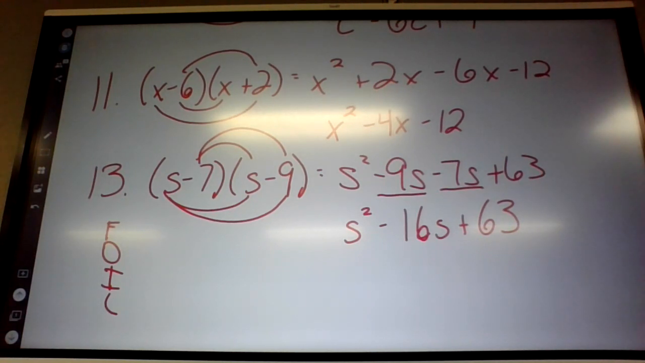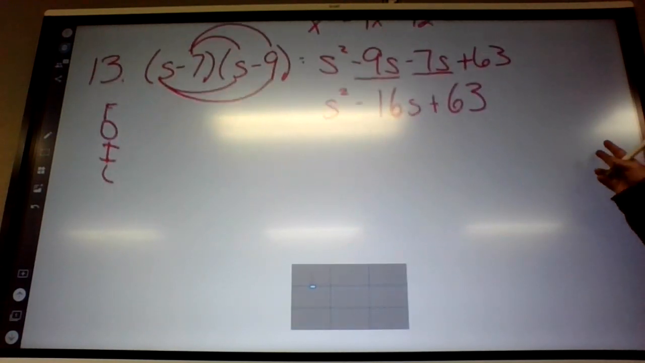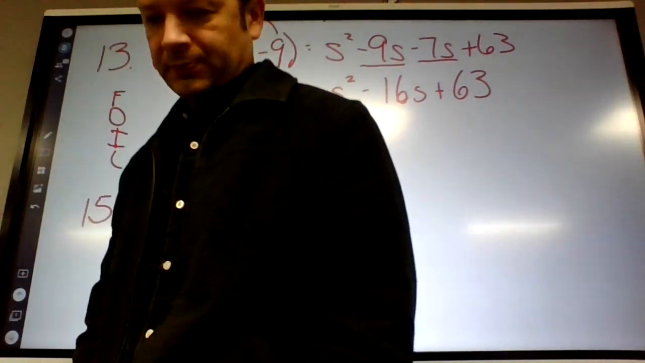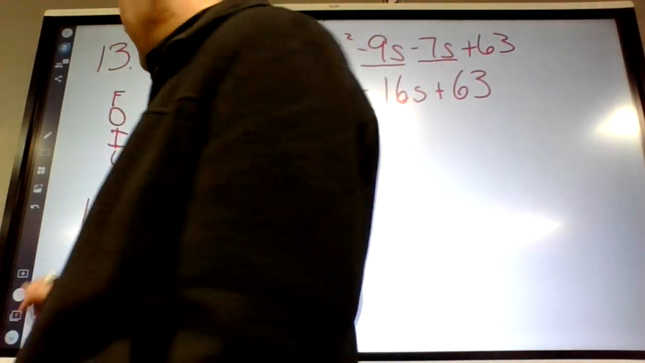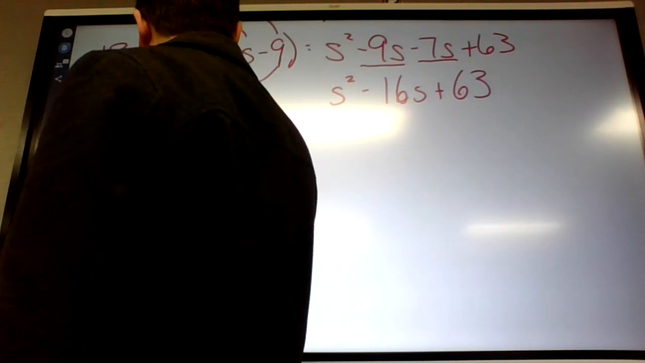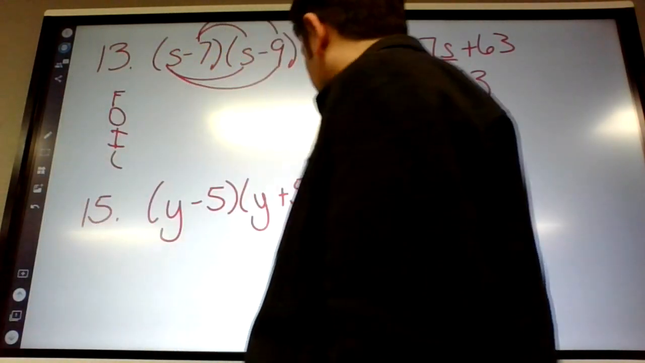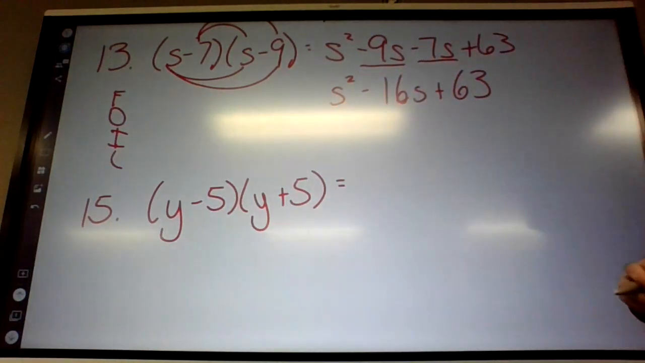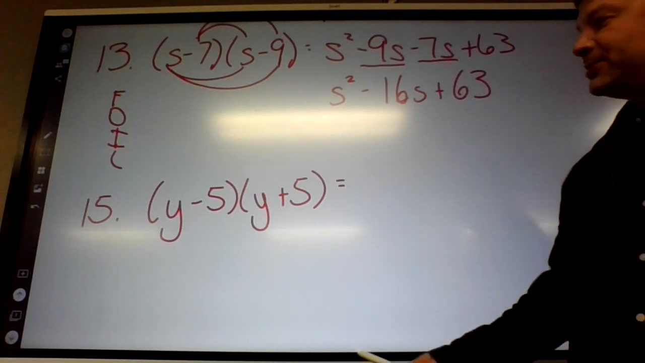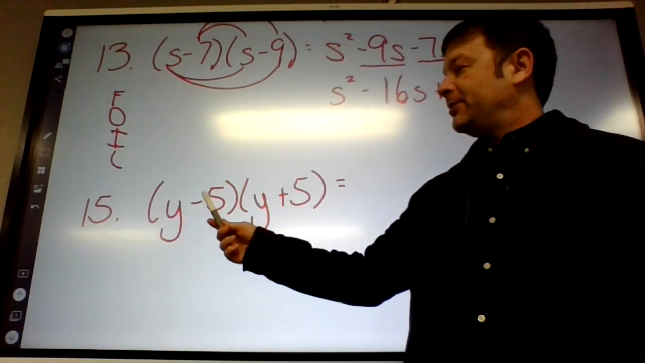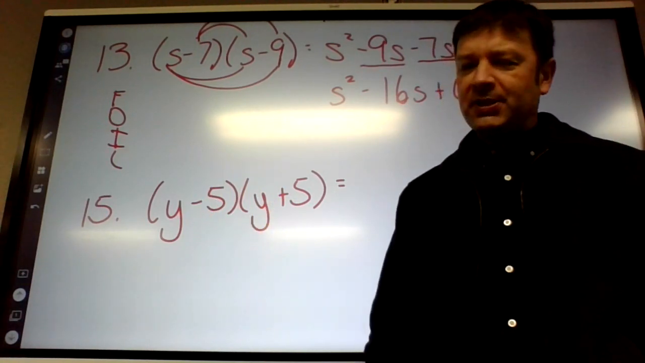Josiah, you got your book? Okay, 15. Y minus 5, y plus 5. All right. There's something kind of special about this problem. It's going to happen a few times. Special enough they actually gave these two things names. When they're kind of alike, but not, they call them constants.